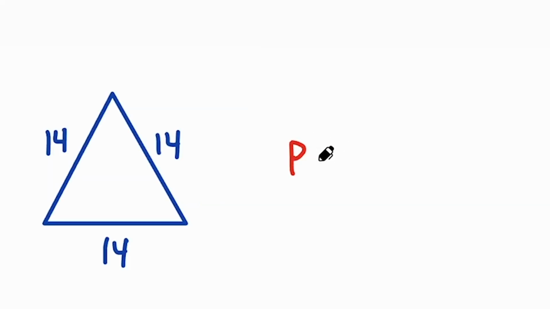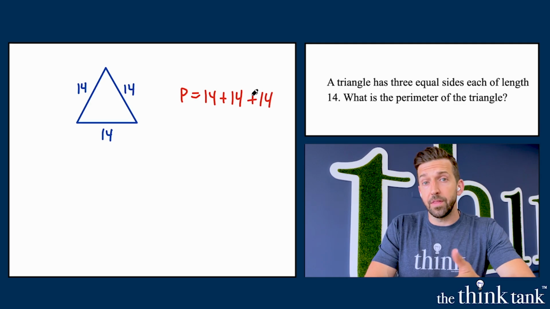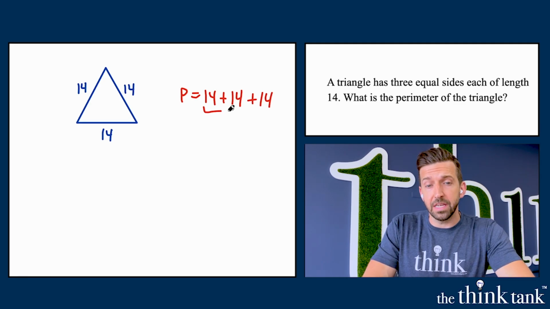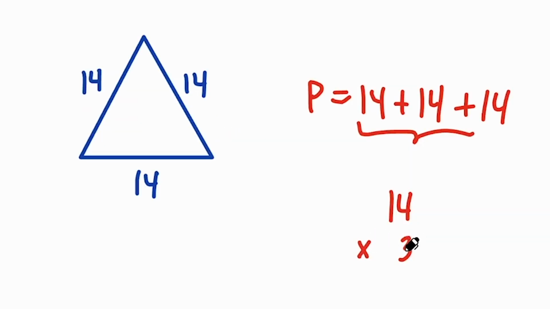So the perimeter should really be 14 plus 14 plus another 14. Now, that's the same thing as doing 14 times 3, so rather than doing the addition, let's actually think of this as 14 times 3, and let's do the multiplication together.